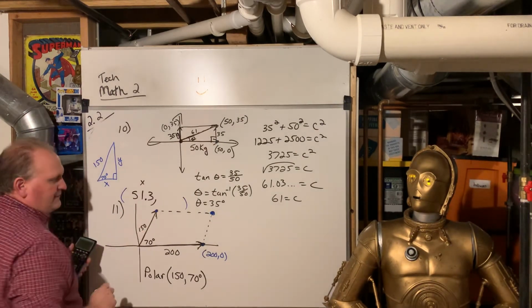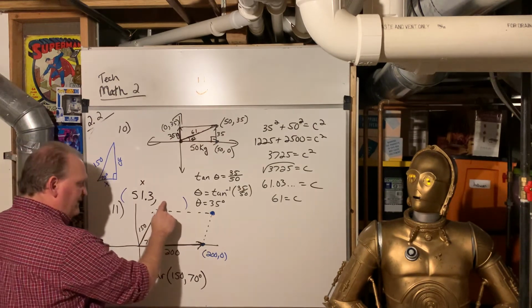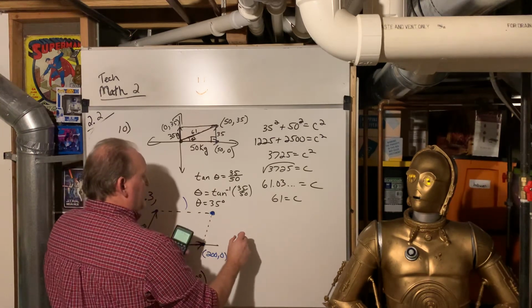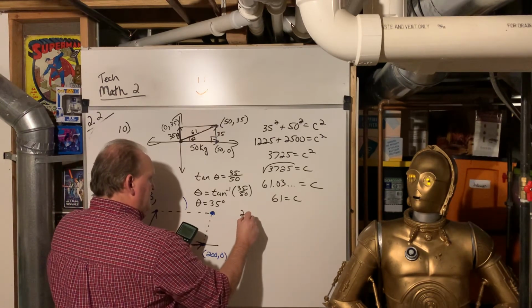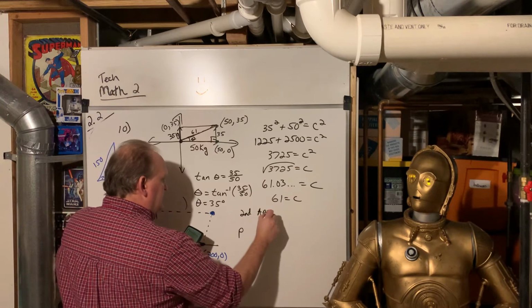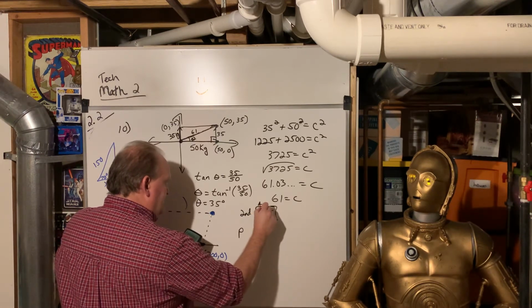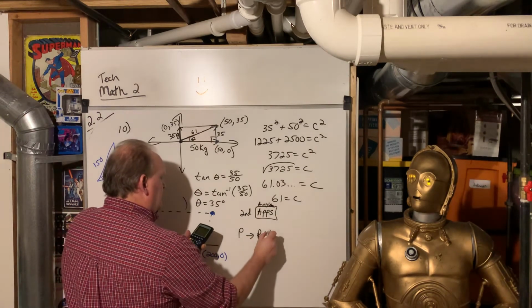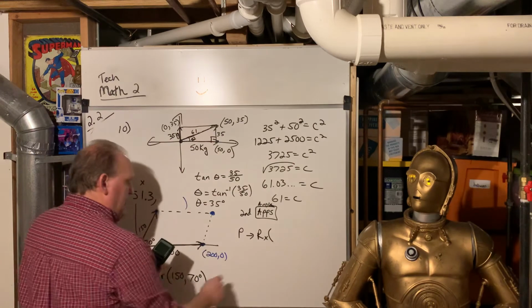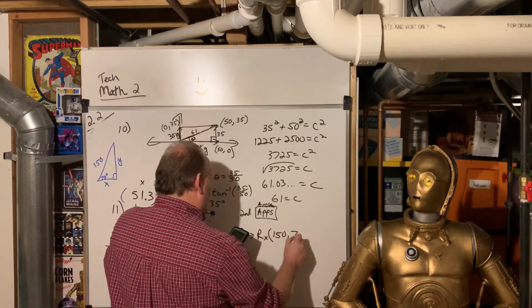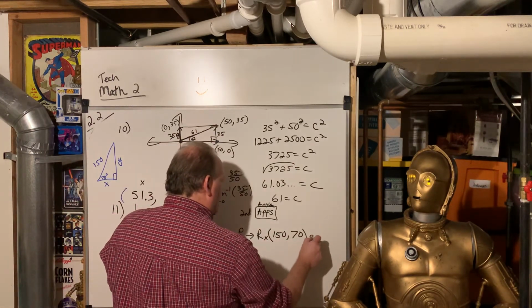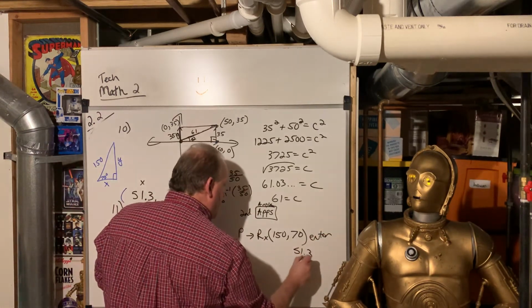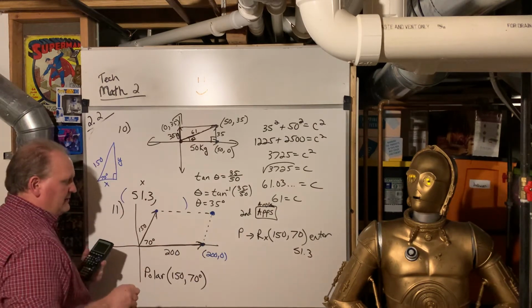That's the X value. Now we have to find the Y value. So how did I do that? I went from polar to rectangular on my calculator. I did second apps, which is angle actually. And then I went down to polar to rectangular X and I typed in 150 comma 70, and then I hit enter, and then it kicked out 51.3. So that is my X value for this point.